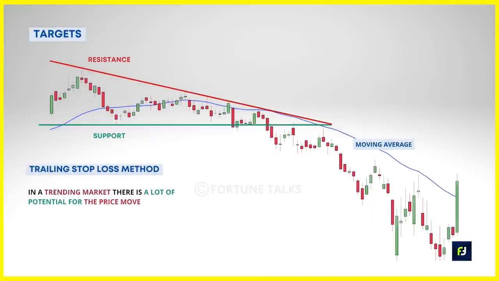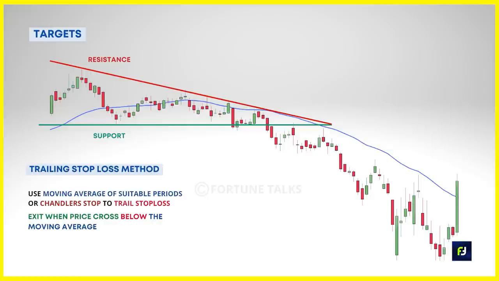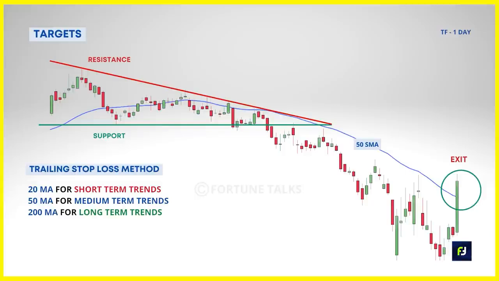Now the second method is using trailing stop losses, and unlike the price projection technique, a trailing stop loss does not have a fixed profit target. Instead, you trail your stop loss as the price moves in your favor, so you can ride the entire trend. You have to decide on the type of trend you want to capture, whether it's a short-term, medium-term or long-term trend, and you trail your stop loss with the appropriate moving averages. For example, a 20-period moving average can be used for short term, a 50-period moving average for medium term, and a 200-period moving average for long-term trends. Then exit your trades when the price closes beyond the moving average.